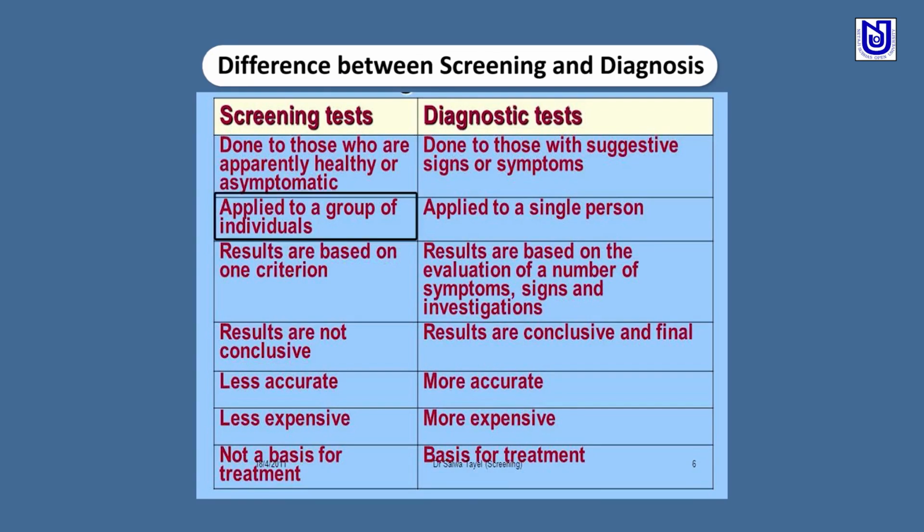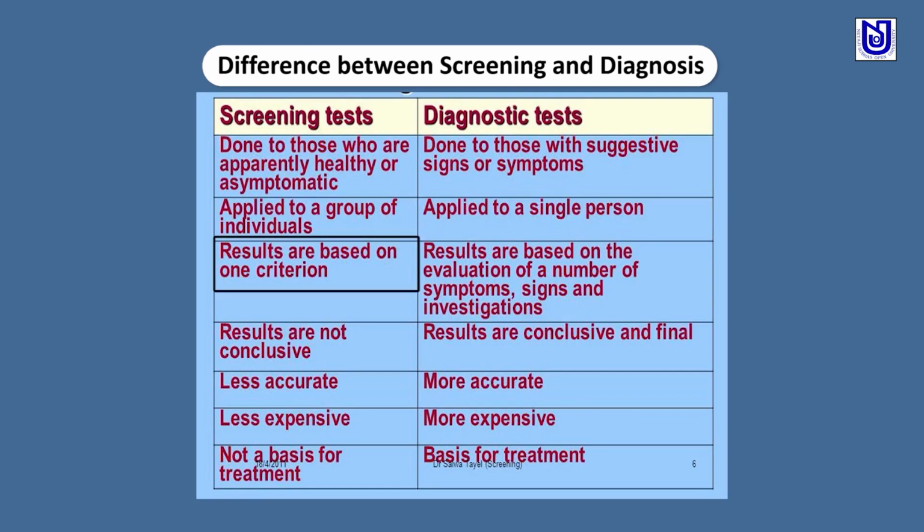Now, in the screening test, what happens? It can be applied to a group of individuals. Consider our classroom. We as teachers screen our children in a classroom. We can identify that a child may have some vision problem, or some learning problem. That way it applies to a group of individuals, whereas a diagnostic test applies to a single individual.